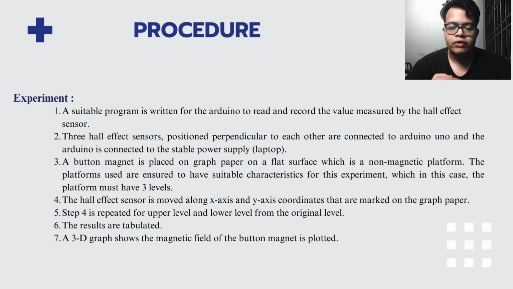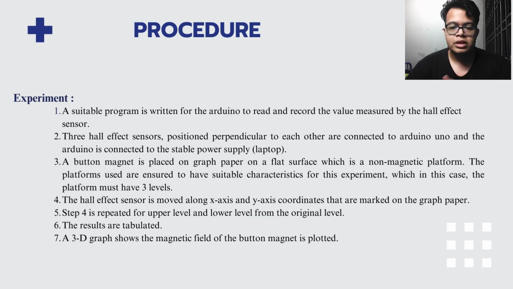The procedure of the experiment. For the first step, we write a suitable program for the Arduino to read and record the value measured by the Hall effect sensor. The next step is we arrange the Hall effect sensors. We use three Hall effect sensors and position them perpendicular to each other and then connect them to the Arduino. The Arduino is later connected to the laptop.